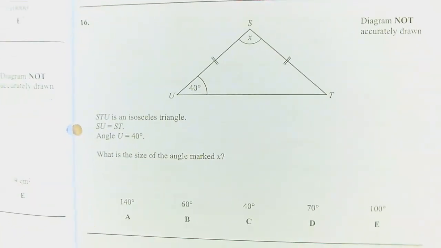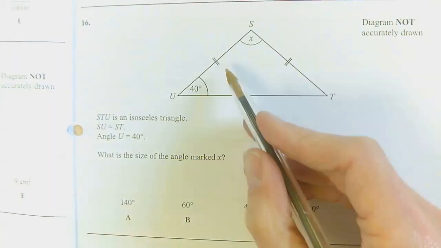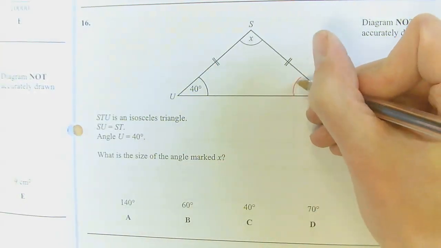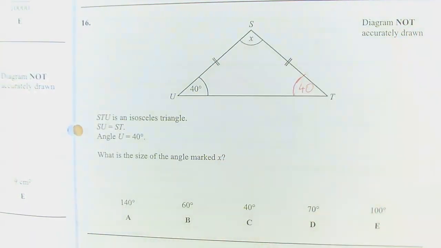Question 16. Before I even read anything, I can see this is isosceles. 2 either side the same. That means that's going to be 40 as well. That's going to help us.